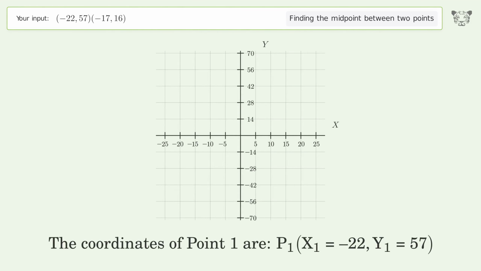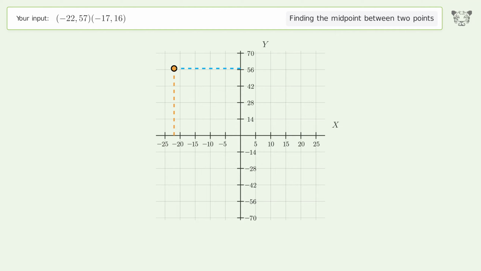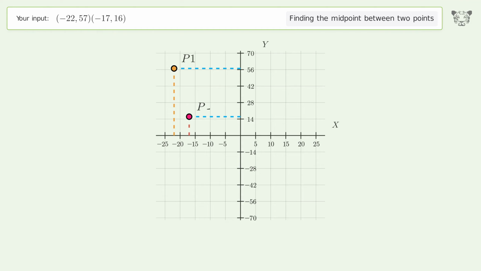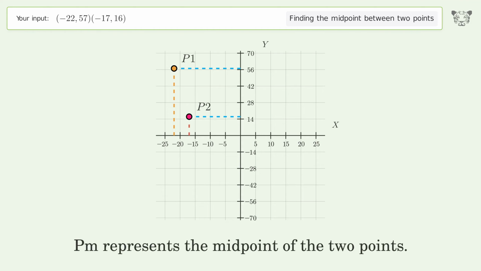The coordinates of point 1 are x1 equals negative 22, y1 equals 57. The coordinates of point 2 are x2 equals negative 17, y2 equals 16. PM represents the midpoint of the 2 points.